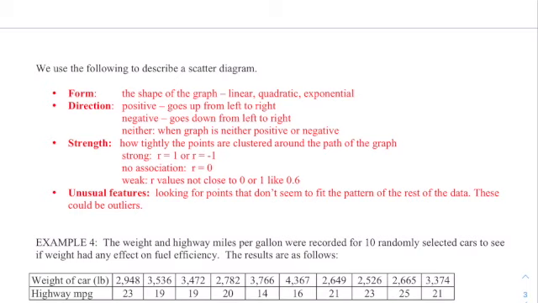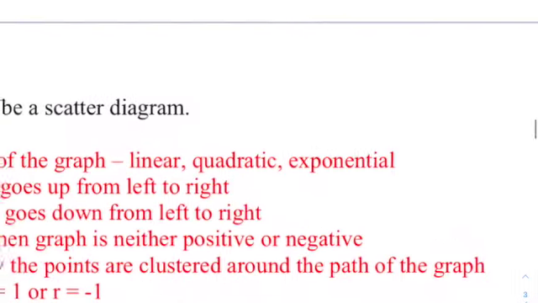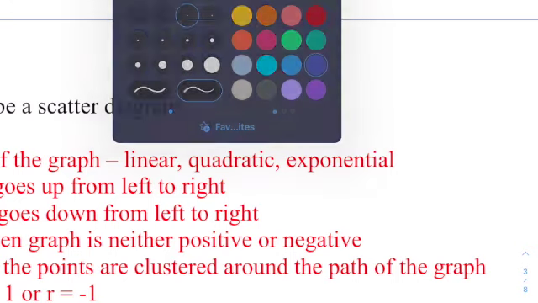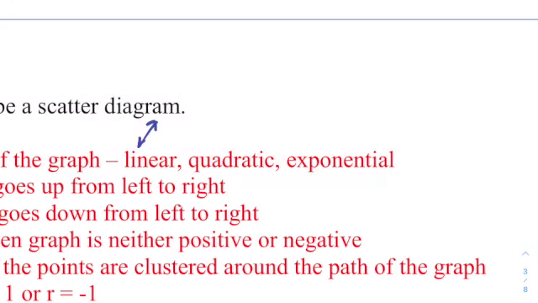So the form is the shape of the graph. Is it linear, which is a straight line? Is it quadratic, a curvy line? Exponential just keeps on going up. Quadratic is, let's draw it down so you guys know what I'm talking about. A linear is going to look like a line. A quadratic is going to be something like a tulip shape.